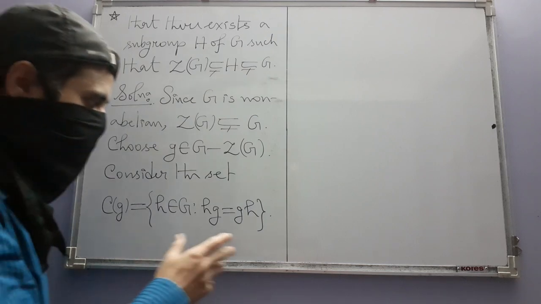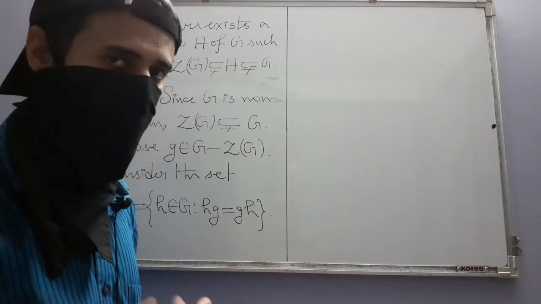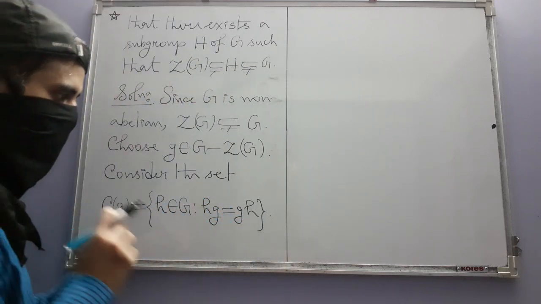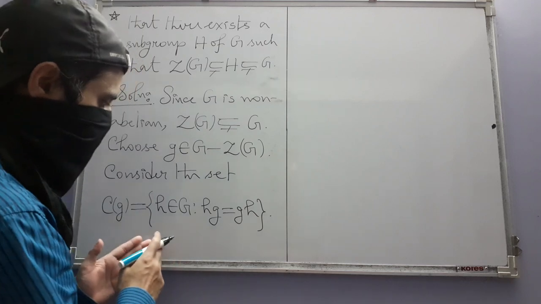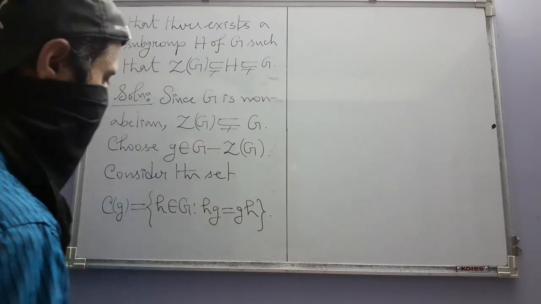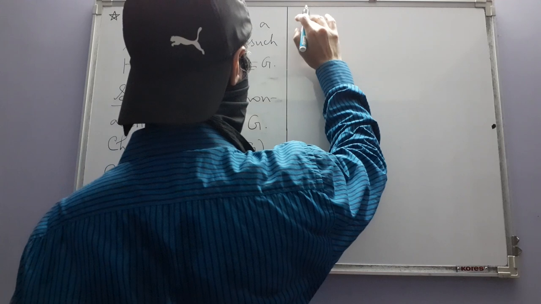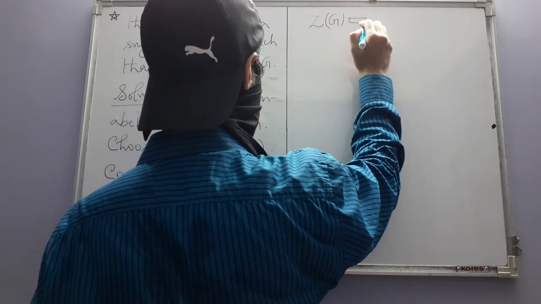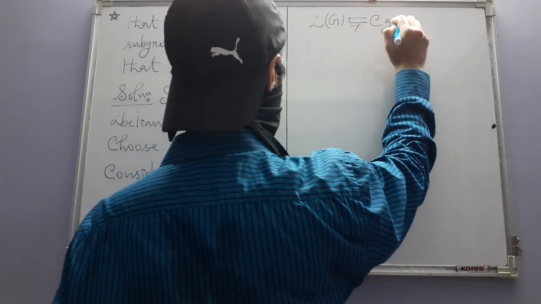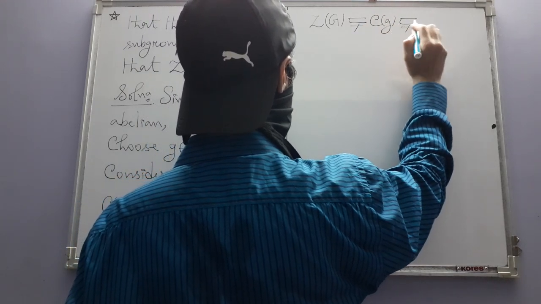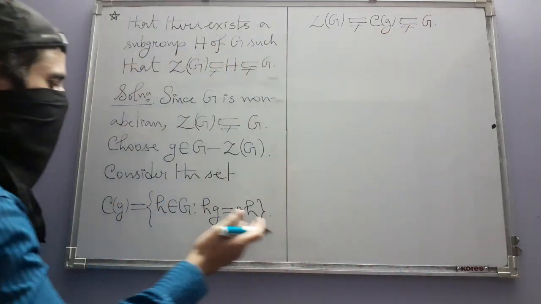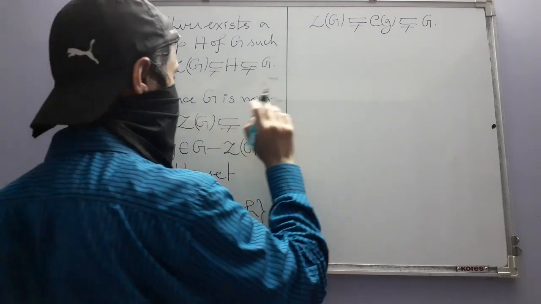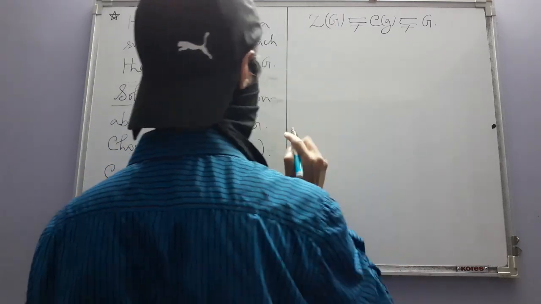Now, because the video has become quite long, I have no idea how long it is at this point. So let me quit writing the words and instead let me just simply show the thing. So what I want to prove is this. Along with that, I also have to show that C(g) is a subgroup. So let's come to the subgroup first.